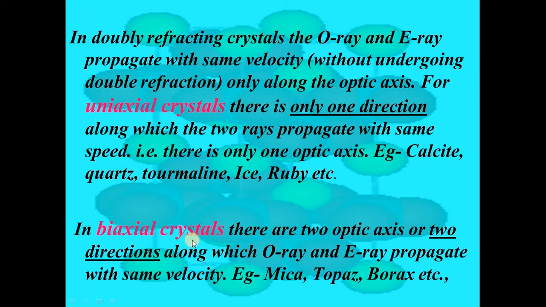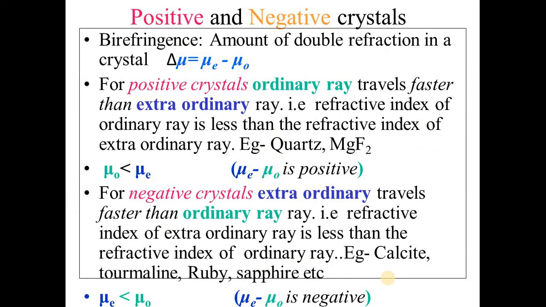Anisotropic biaxial crystals have two optic axes, or two directions along which the O ray and E ray propagate with the same velocity. Examples of biaxial crystals are mica, topaz, borax, etc. Mica, topaz, borax, everything is for a qualitative study. And again you can classify the crystals: isotropic and anisotropic, and anisotropic is further classified into uniaxial and biaxial.